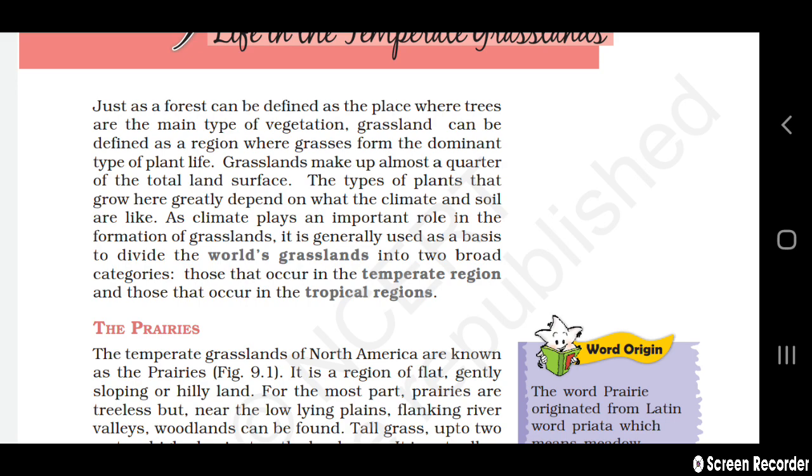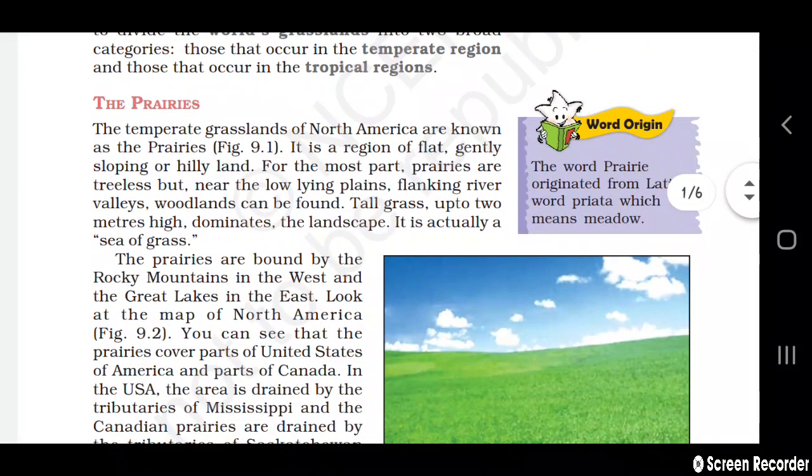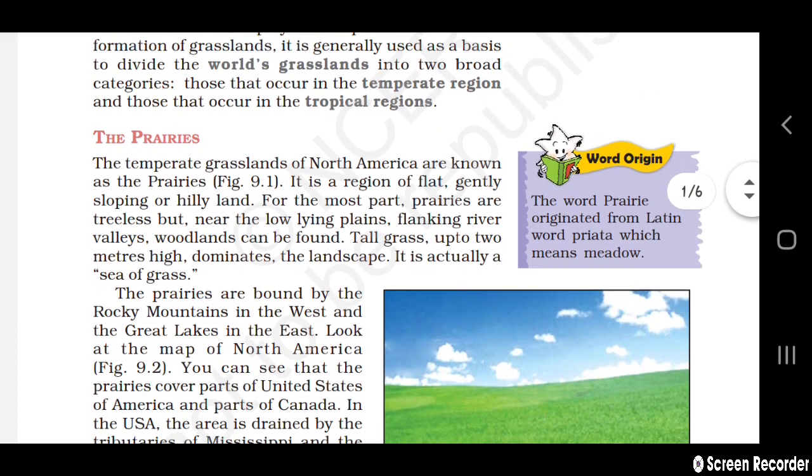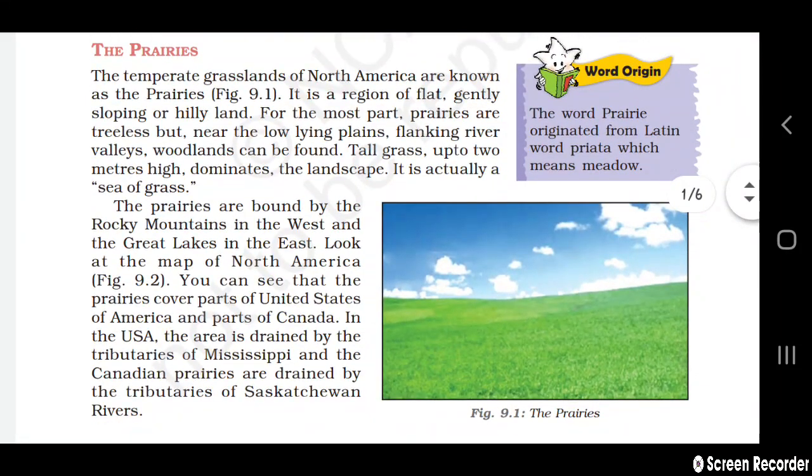Next are the prairies, the temperate grasslands of North America. First we will learn about the two types of world grassland, temperate and tropical. The temperate grassland located in North America we call prairies. It is a region of flat, gently sloping or hilly land.